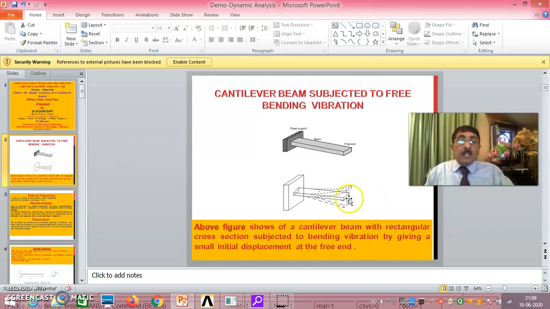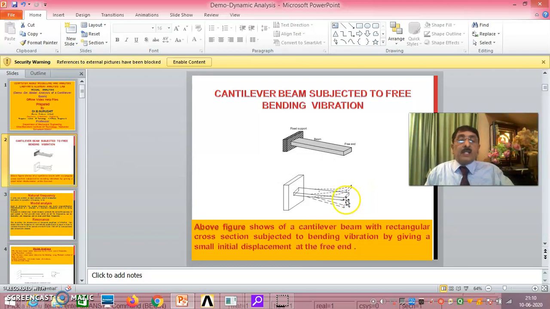Let us say I give it more force so that it goes from this position to this position and coming back to this position. If it does that 2 times in 1 second, we call it 2 cycles per second. If it does 5 times in 1 second, we call it 5 cycles per second. If it does 10 times in 1 second, it is vibrating at 10 cycles per second. Or if you multiply 10 into 60, 600 RPM is the frequency.